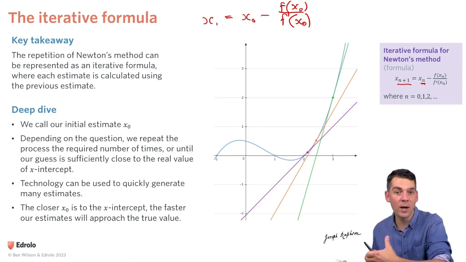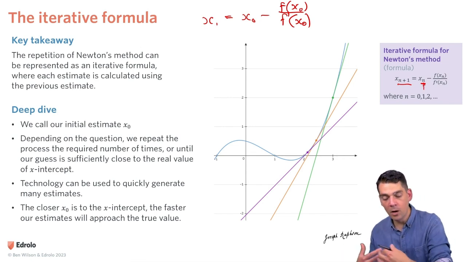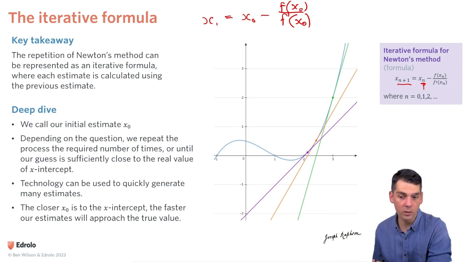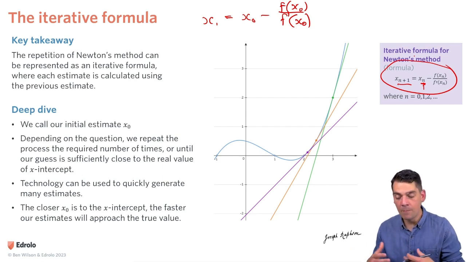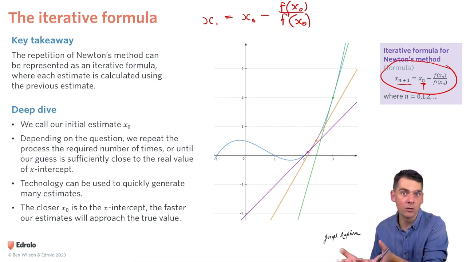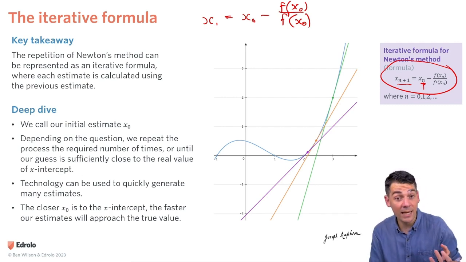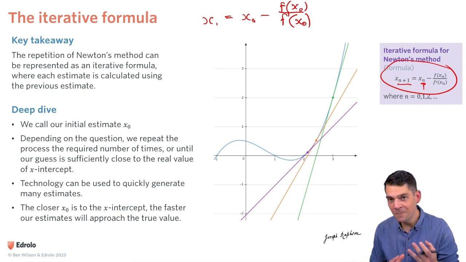So x of n plus 1, so let's say the 10th approximation, is given by the 9th minus the y value at the 9th divided by the gradient at the 9th, and so on and so on. That's just how we represent it as a formula, because it's iterative. We're using a new value each time we generate a new guess. The good news is the calculator can generate many guesses at once for you, and we'll look at a couple of ways to do that soon.